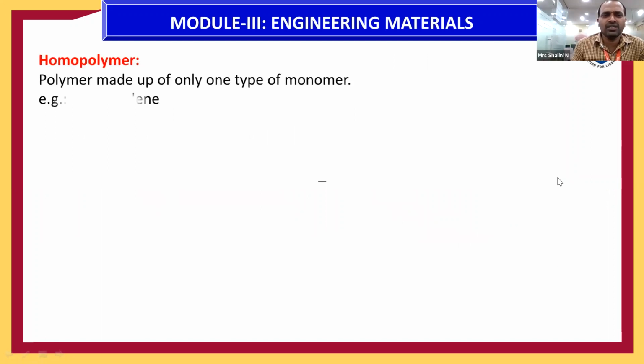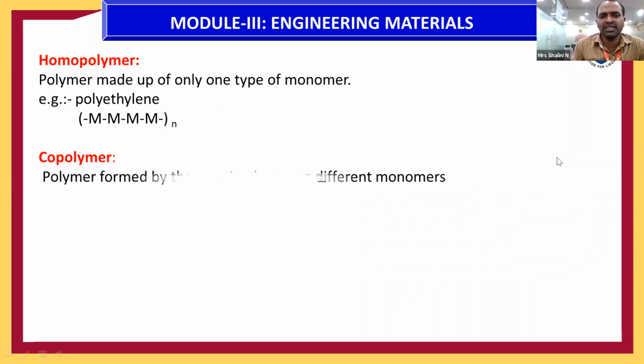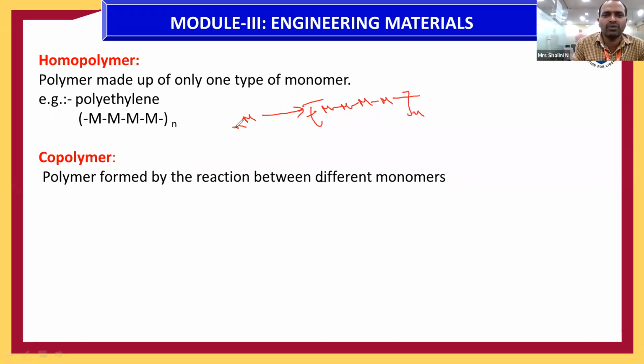Homopolymer means the same molecules undergo polymerization. Copolymer means different monomers. Homopolymer means M taken N times. Homo means the same molecule is repeated. The best example is polyethylene.